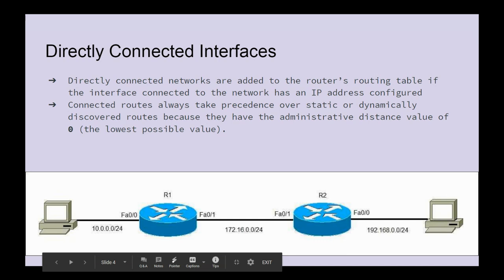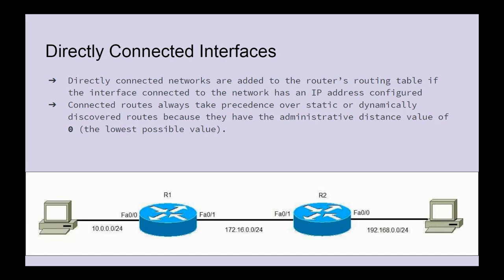Directly connected networks are added to the router's routing table if the interface connected to the network has an IP address configured. Connected routes always take precedence over static or dynamically discovered routes because they have the administrative distance value of 0, the lowest possible value.